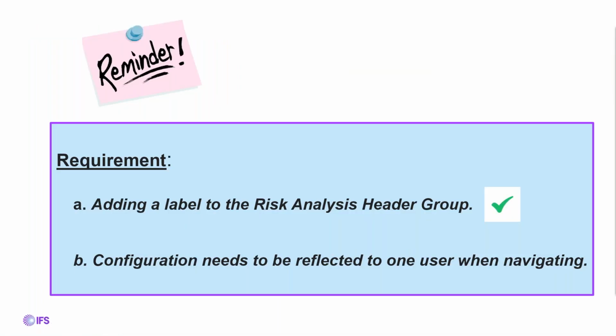I hope you're still with me. So in this example we are working, we have this requirement. First, adding a label to the risk analysis header group, which is done. And configuration needs to be reflected to one user when navigating. So we have done the configuration specific to context A, yet we have not defined this user to load these configurations defined for context A automatically. So let's see how to do that next.